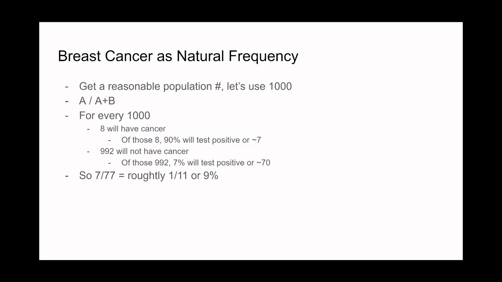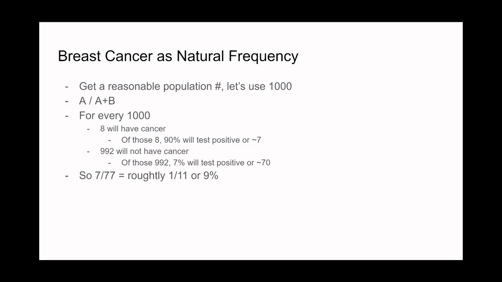So what you do is start by picking out a reasonable population. A lot of times it's 1,000 or 10,000. I think I mentioned that earlier, but it's because a lot of the percentages are small numbers or decimals, and increasing it over 100 prevents you from having to use decimals. And then your formula becomes A, which is basically the true positives, divided by all the positives, right? So for every 1,000, we know that the percent was 0.8%, right? So if you multiply 1,000 by 0.8%, you get 8. 8 people out of this population of 1,000 will have cancer.